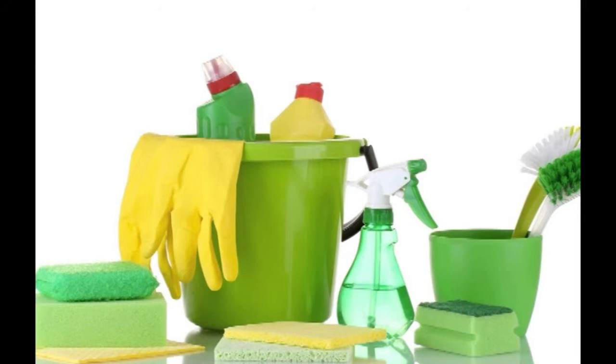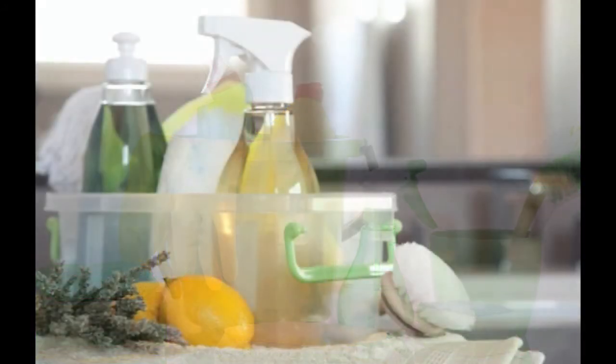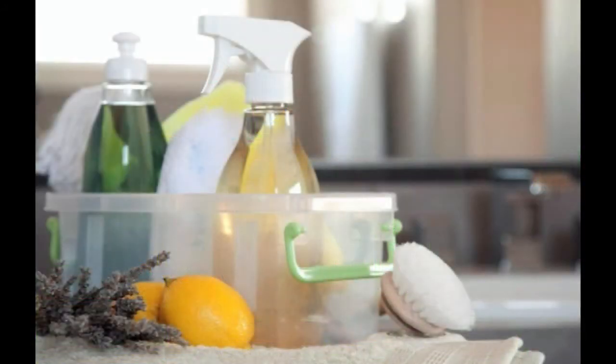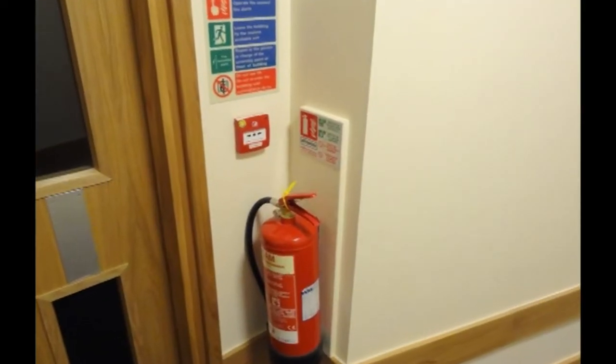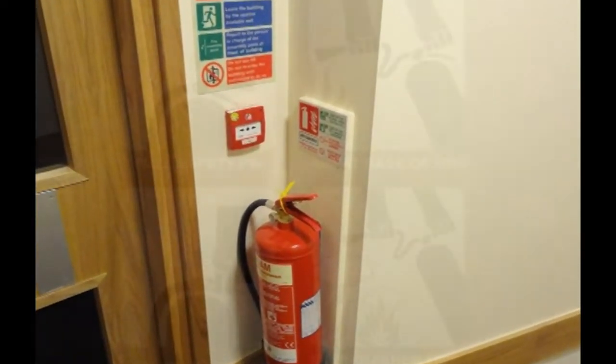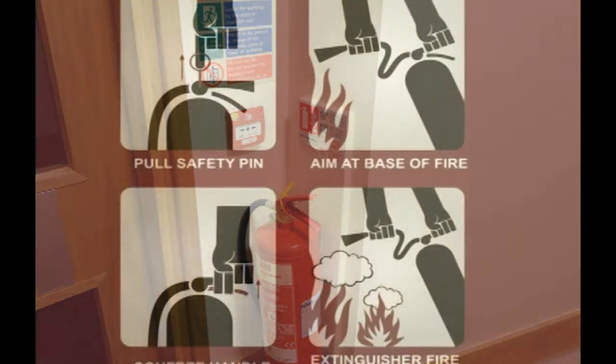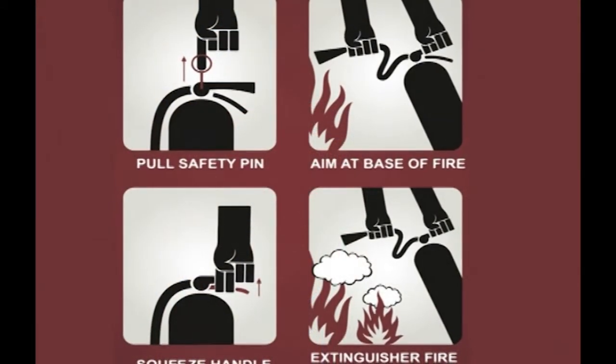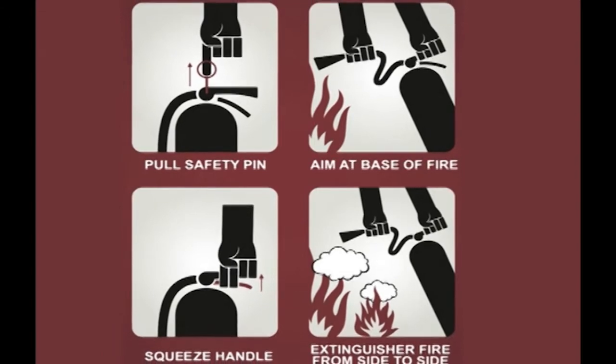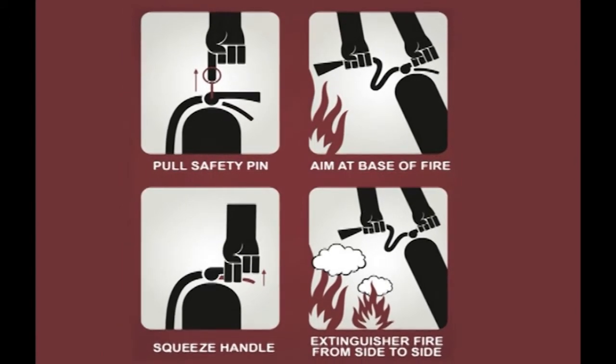And also the cleaning liquids should be placed in separate areas, and because of these mops and brooms, trippings also commonly occur. And another important aspect is that proper fire extinguishing facilities should be there, because if proper extinguishing facilities are not available, then in case of fire accidents, major problems can occur.